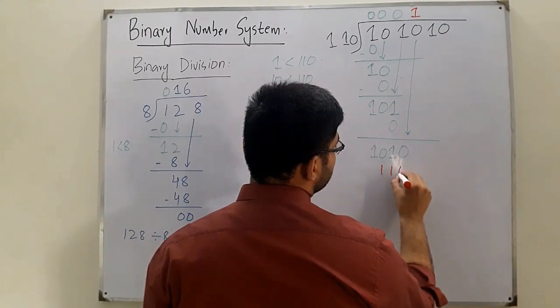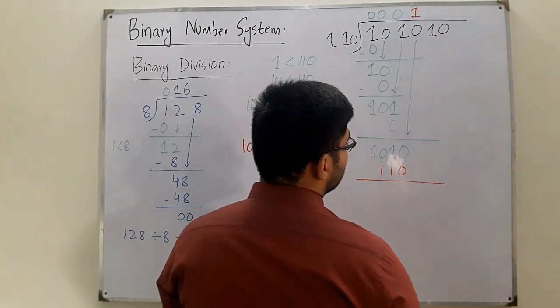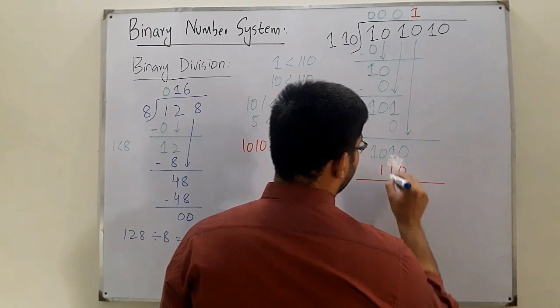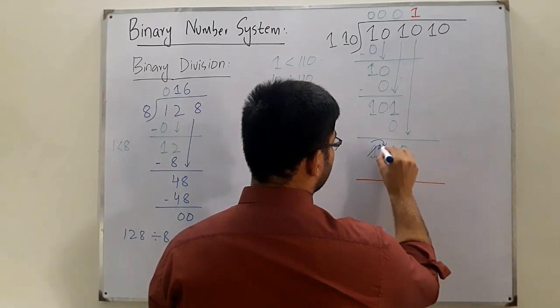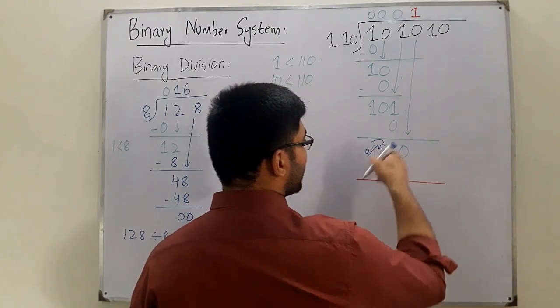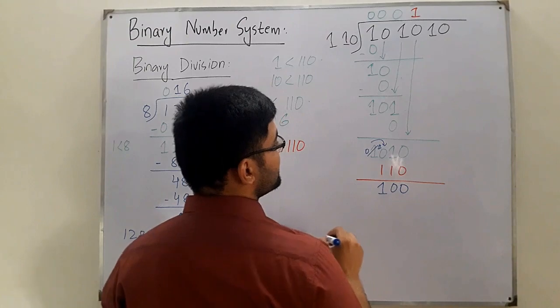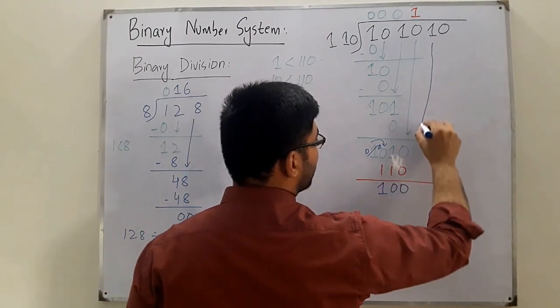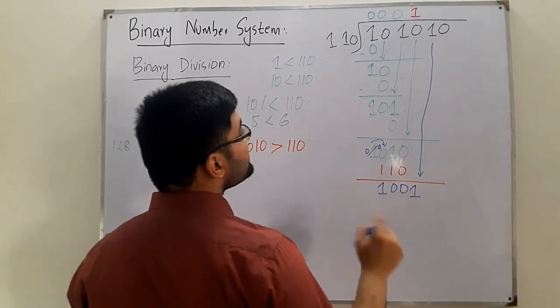110. Now subtracting: 0 minus 0 is a 0. 1 minus 1 is a 0, and if you borrow from here 1, 0, this stays to be 0, and 1, 0 minus 1 is a 1. So 1, 0, 0 remains. Now this 1 comes down here, so we have a 1, 0, 0, 1.